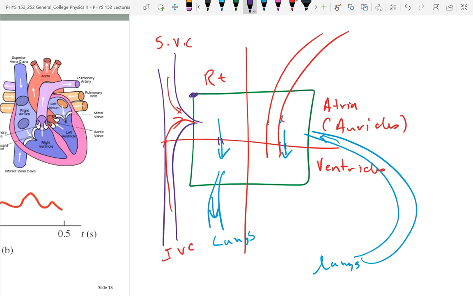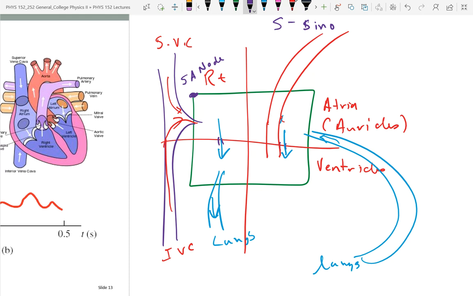You have up here a place that we call the SA node. SA is sinoatrial. I think it's spelled S-I-N-O, but it could be S-I-N-A-L, I don't know. But you have the sinoatrial node. That's where the electrical signal that makes your heart pump starts. So you have an electrical signal that comes there to the SA node, and then it goes through the muscle of the atria, both sides.